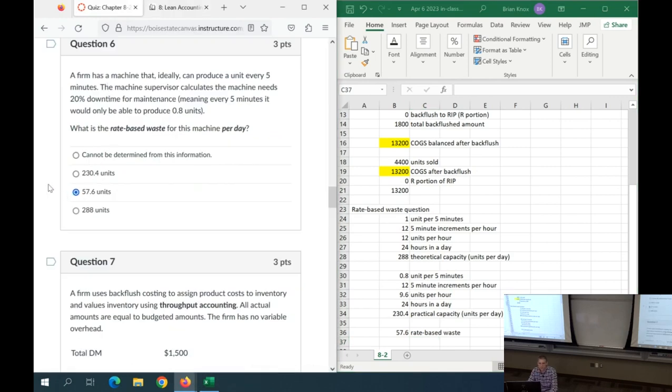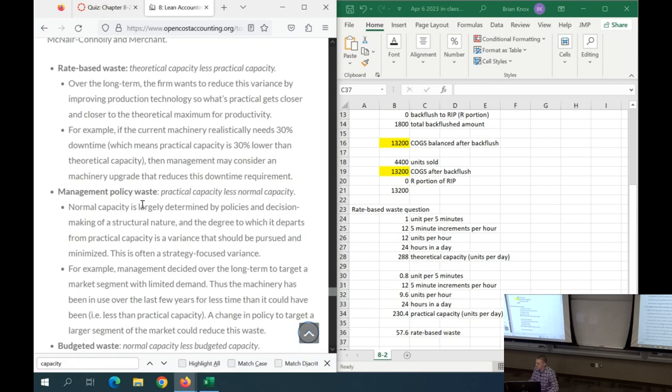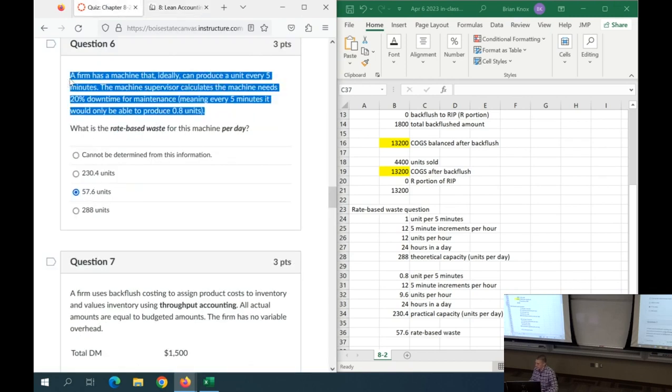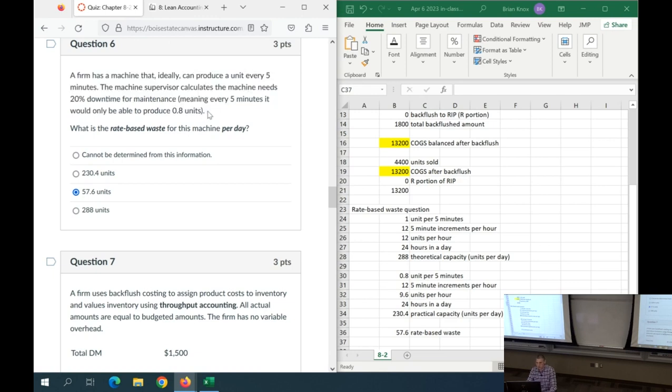If it was the same question, but asked for the management policy waste, would you be able to do that? We could not. We have one of the two, but we have no information about normal capacity. Or rather, if it's exactly the same up here and doesn't have an extra sentence that says normally the machine produces this number per day or whatever, then we couldn't do the question. That would be, you'd pick this one. It cannot be determined with this information.